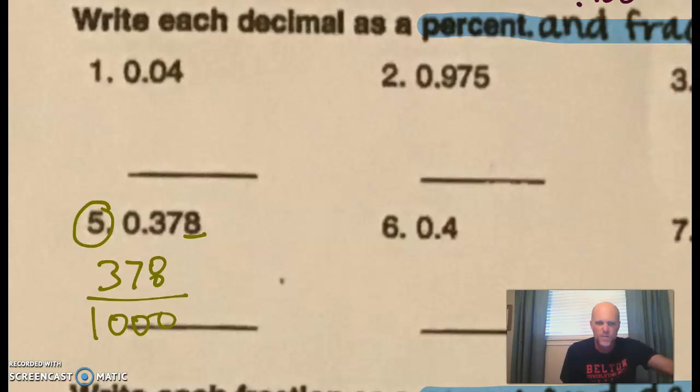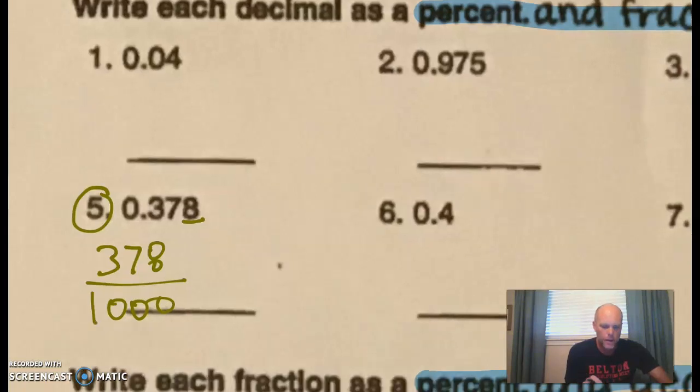Can we simplify that? Yes, we can. They're both even, and if you use your divisibility rules, you find out that 378 is divisible by 2 and by 3, which means it's also divisible by 6, but you don't have to simplify that. Not this time. So we also have to write it as a percent. I'll just get a different color.